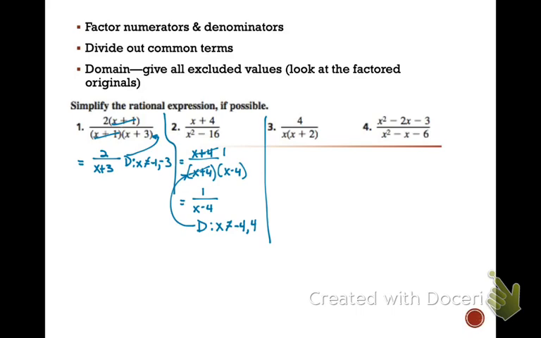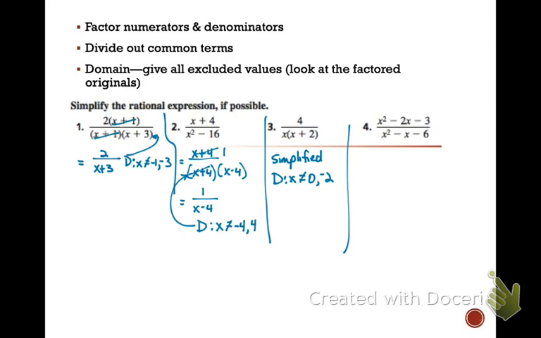Now, sometimes you'll have an expression that's simplified. So everything's been factored. There are no common terms or common factors, except for one. So all we're going to do is make note that it's simplified and then give a domain rule. So our domain, we have to exclude 0, because if I plug in 0 for that single x, it would multiply by whatever comes next to it and make the denominator 0 and -2.